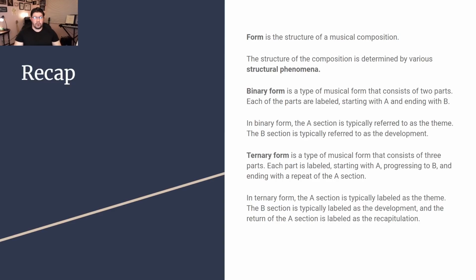In ternary form, it's a 3-part musical theme labeled with A, goes to B with that variation, or not variation, rather development. Call it variation, but that's okay. So it has that theme for A, the development for B, and then a repeat, a restatement of the section for the A section, which is often called the recapitulation.